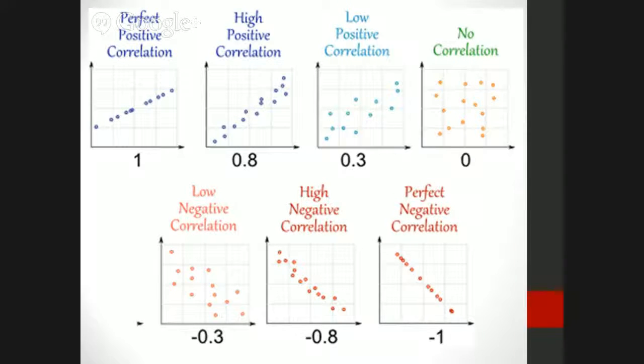Here are some examples of correlation. Perfect positive correlation. You're never going to see that. But we have high positive, low positive. These are all over the place, so they don't have anything to do with one another. These are little scatter diagrams. You can plot data.